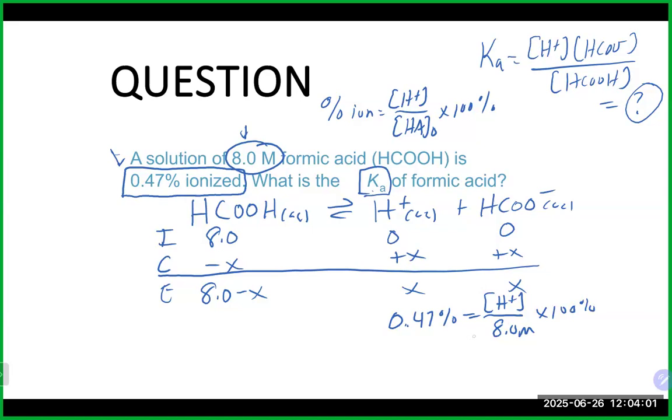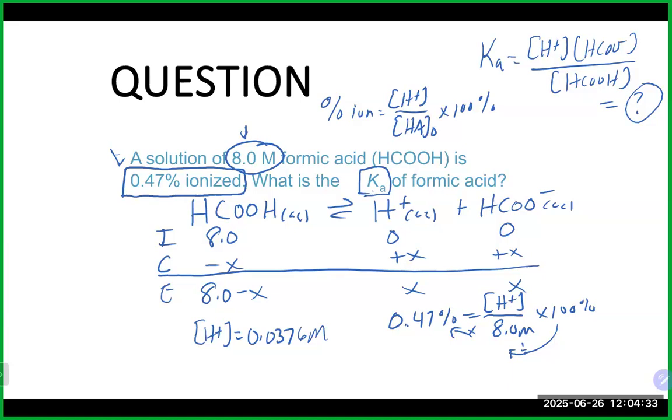We're going to multiply the 8 to the other side, and then we're going to divide the 100 to the other side. So if we do that, we'll go 0.47 times 8 divided by 100. And that's going to give you a value here of the H plus concentration will equal 0.0376 molar in this case. First off, any questions on that?